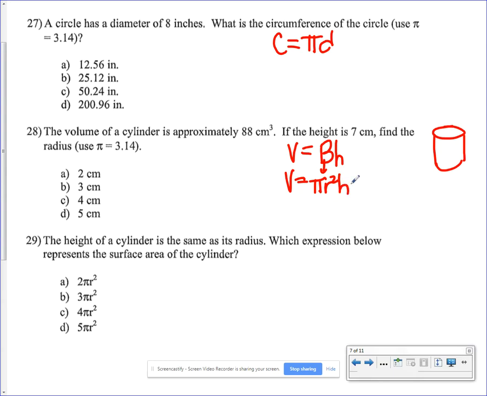So now see if you can figure this out. This is giving you a value for the volume, which means you're going to have to put the 88 in here and then see if you can work backwards to figure out which one of these is the most accurate radius.